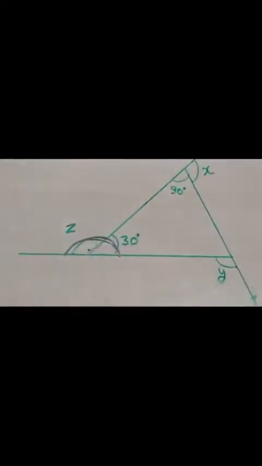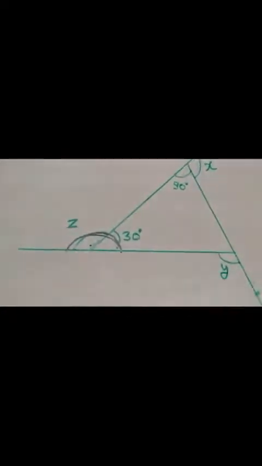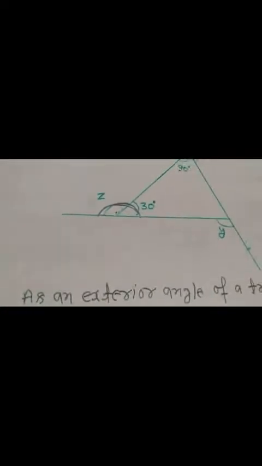Now look this figure, this is a straight line, so this whole angle is 180 degree. It means that z plus 30 degree is equal to 180 degree, because this line is a straight line. So this is a straight angle. Okay, so z plus 30 degree is equal to 180 degree, clear?